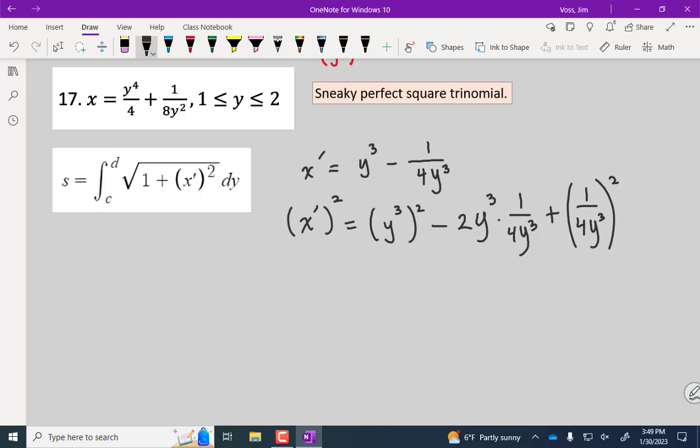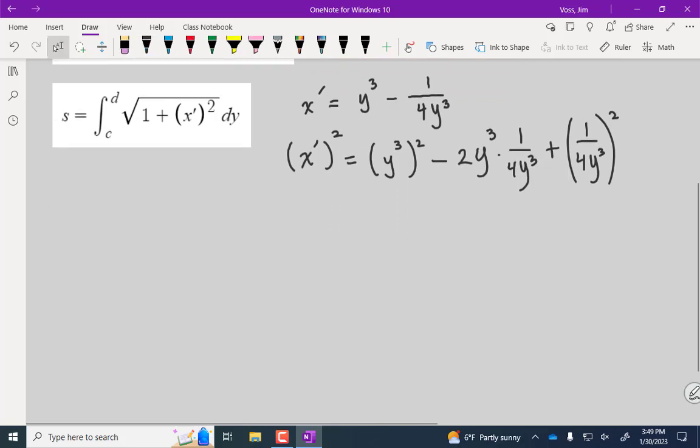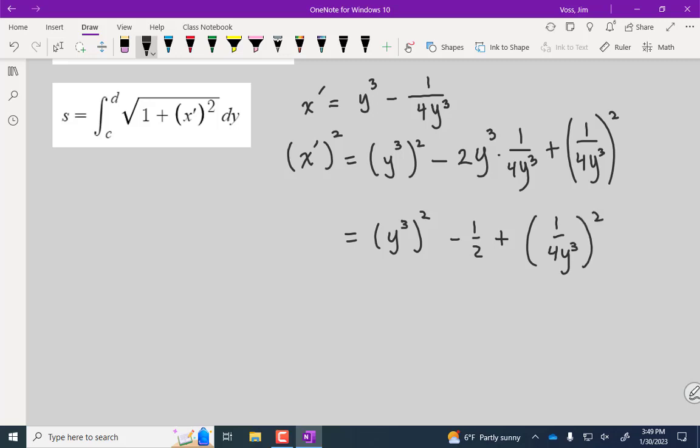And again, don't simplify the edges. Just simplify the middle term. This is where we would know if we're going to have one of these trinomials or not. If we don't get negative half, then square it all out and just keep going. But if you get a negative half, you know something's up. So we're going to leave this alone. Oh, the y cubes cancel. Oh, 2 over 4 is negative 1/2. So now we know for sure that we're dealing with a trinomial.